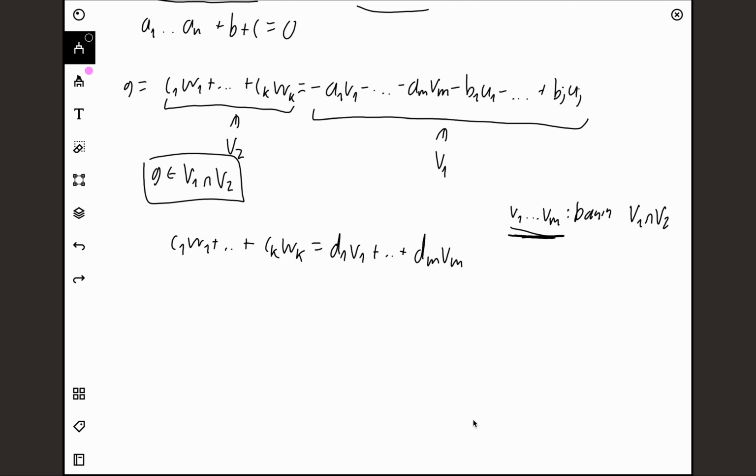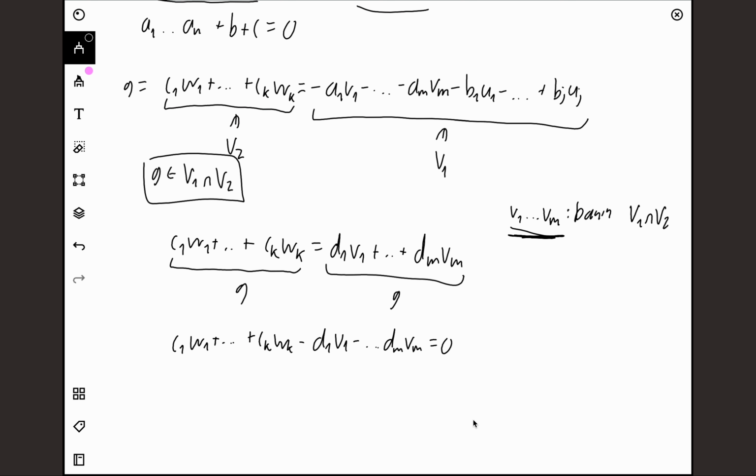But they still describe the vector G, and this describes vector G and this describes vector G. So basically we wrote G in three ways: this way, this way, and this way. Now if we subtract all these vectors, so C1 W1 plus CK WK minus D1 V1 minus DM VM, so we just subtract this side, we get that this equals 0.